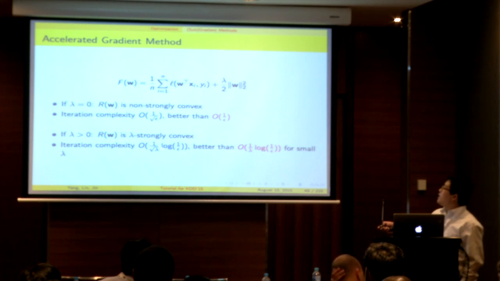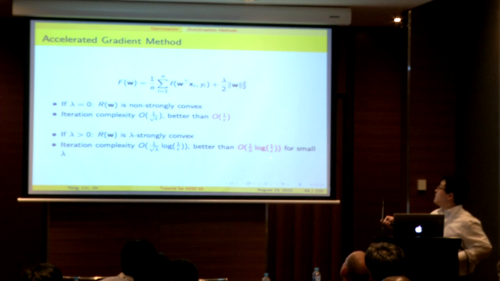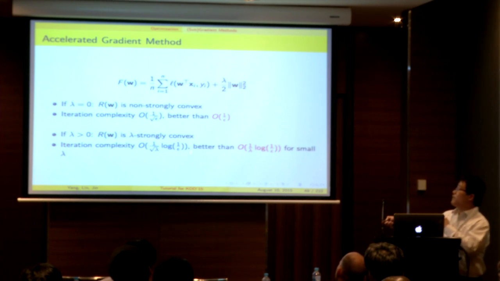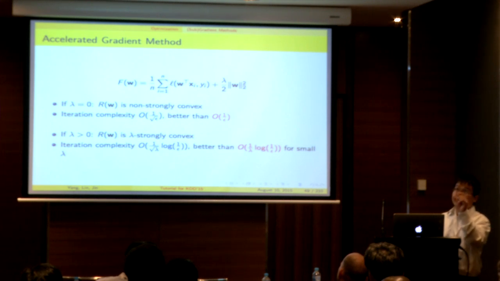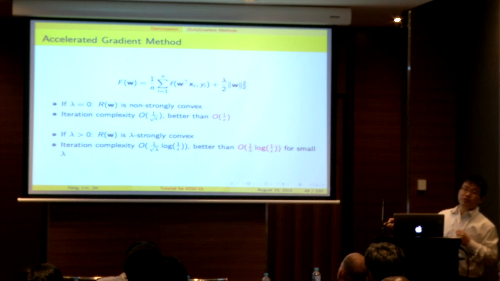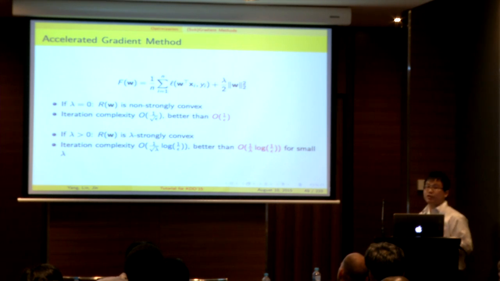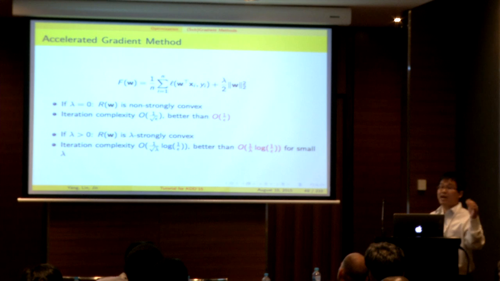So it may not help too much compared to the previous log 1 over epsilon dependency. However, it's better in terms of the dependency on lambda. As I said, the regularization term lambda is close to 0. You need more iterations, but here you take the square root. So it still saves you a few iterations, especially when the regularization term lambda is very small.